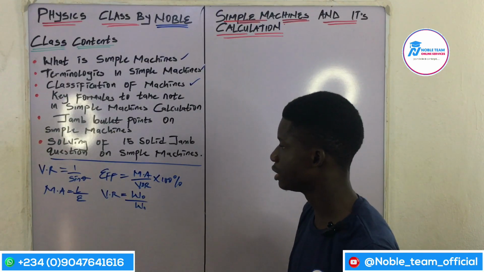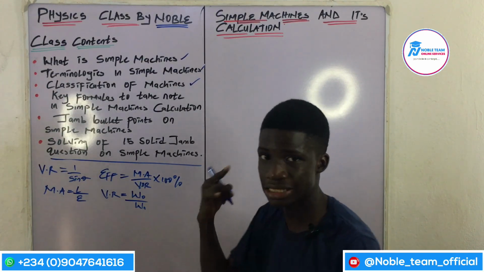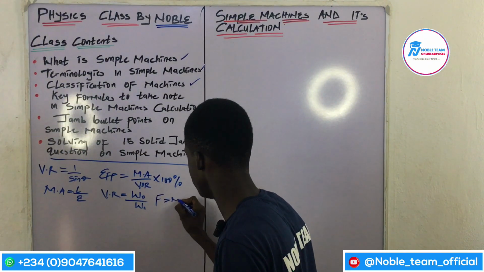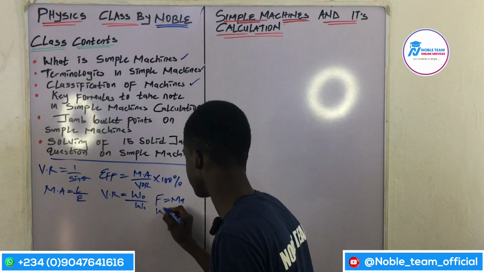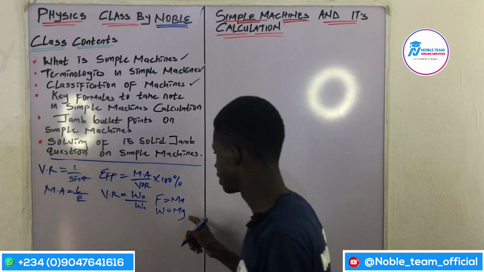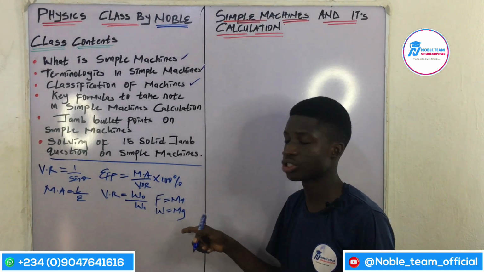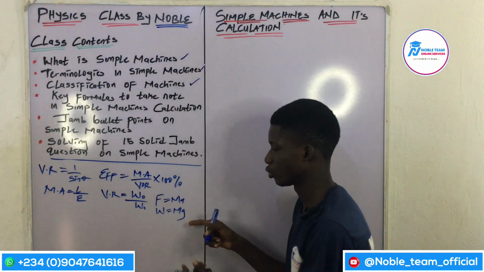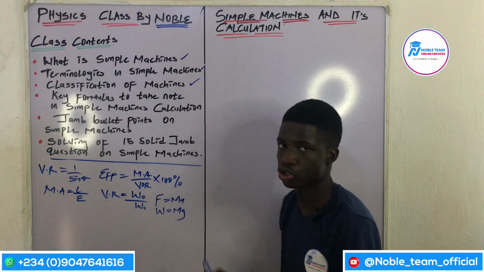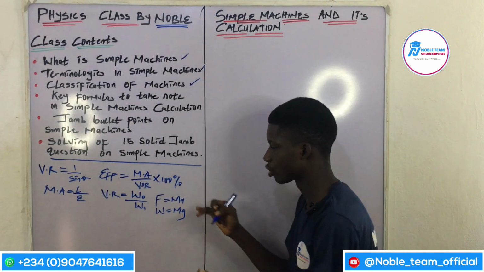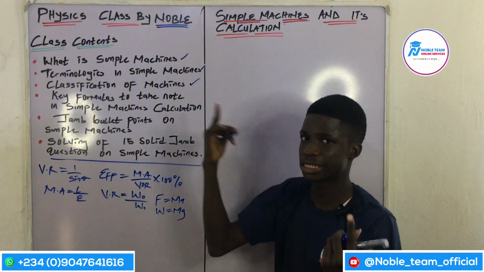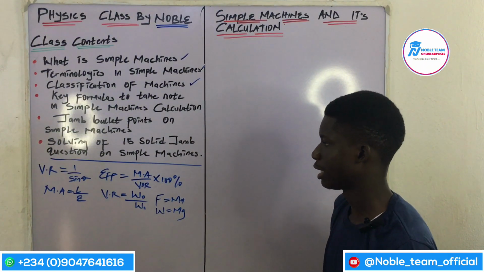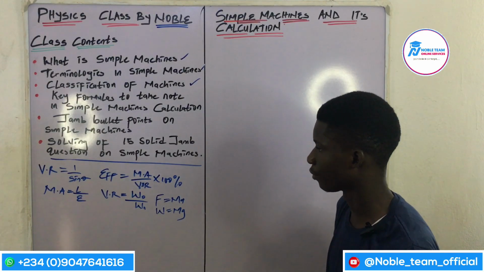Also take note of this because we are going to be applying force and weight here, where F equals ma, and weight equals mg. This g comes in due to gravity, because once we input weight, we are talking about gravity. Once you input force, we are talking about acceleration. These are key things you have already done since SS1. So this is the formula I want us to take note of.